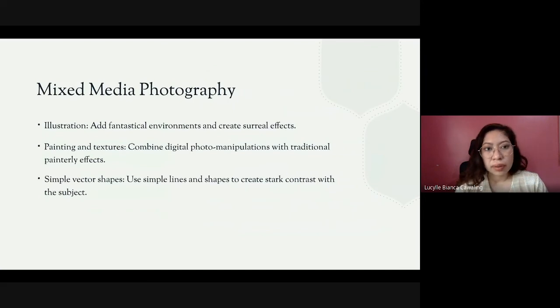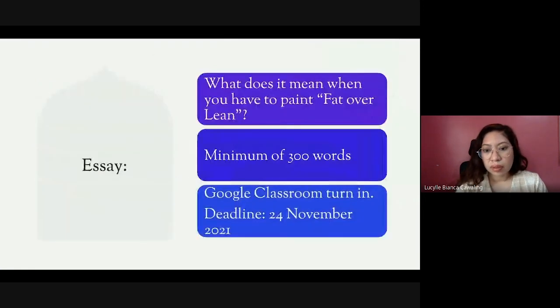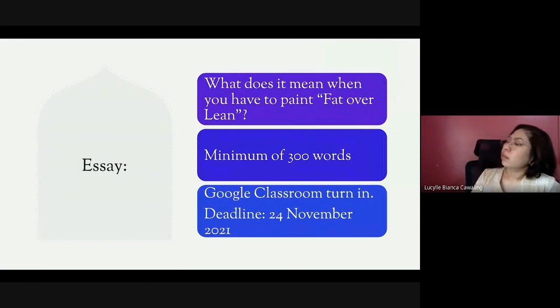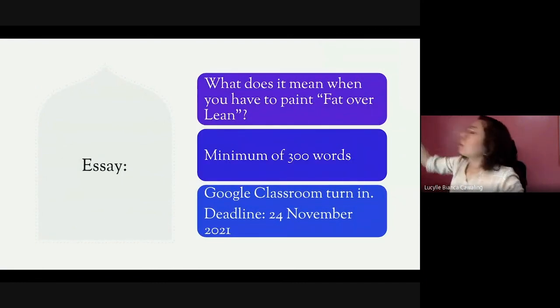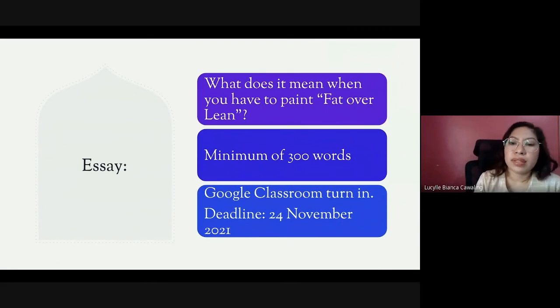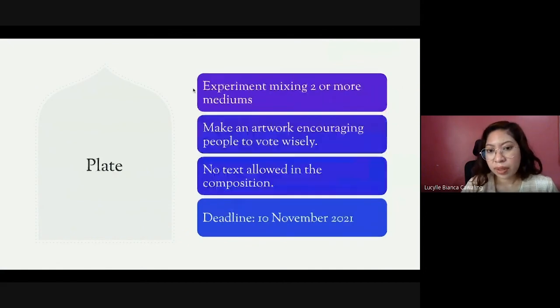So let's go to your assignment. This is an assignment, actually a homework. The deadline would be on November 24. So you have how many weeks? You have 4 weeks, 3 weeks. No, 4, including today. No, 3 weeks, sorry. 3 weeks to finish this.